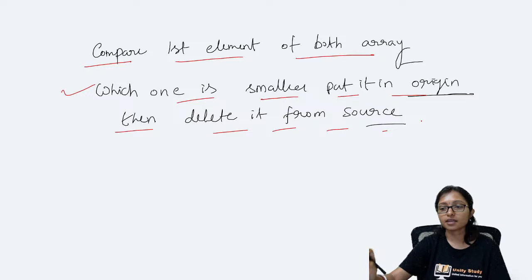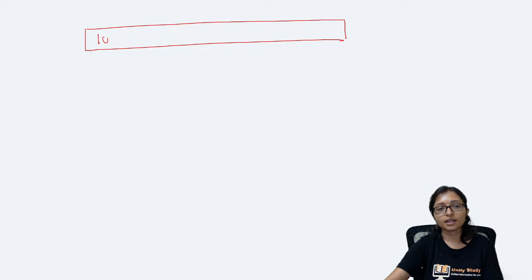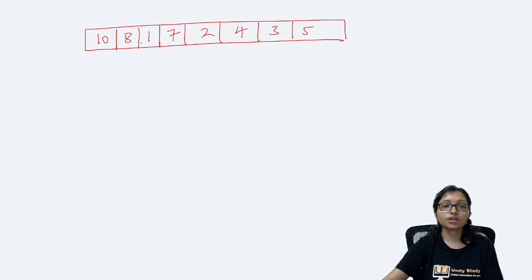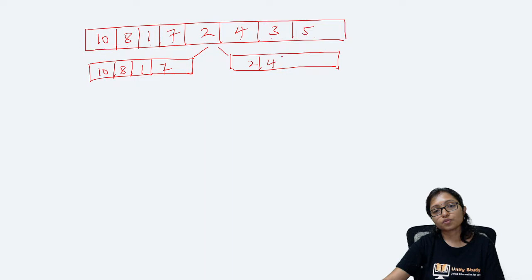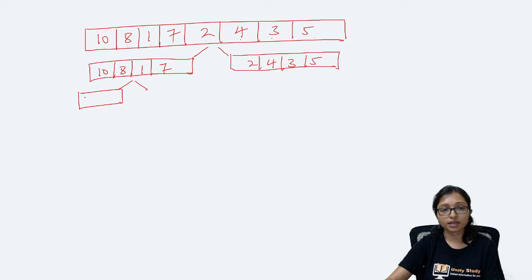So now if I am trying to sort a total array, that is maybe like this: 10, 8, 1, 7, 2, 4, 3, 5. How will the sorting go on? Here 1, 2, 3, 4, 5, 6, 7, 8. So I am going to divide into two parts. Here 10, 8, 1 and 7. Here will be 2, 4, 3, 5. After that, I will divide into two parts again: 10 and 8, 1 and 7.